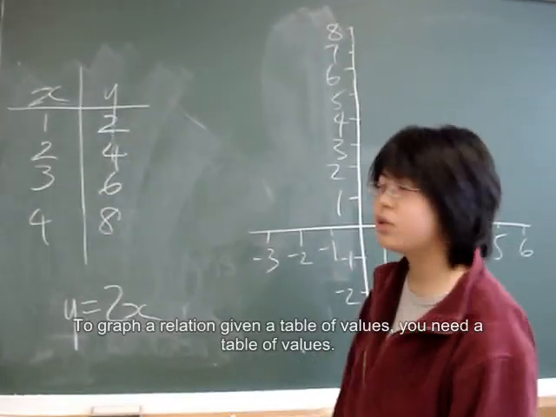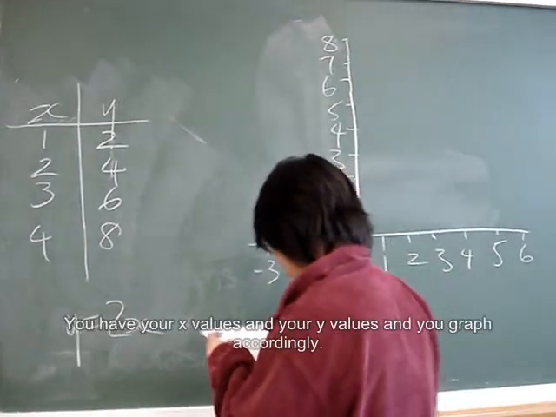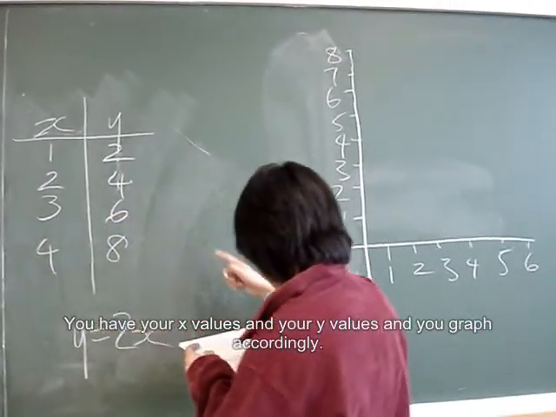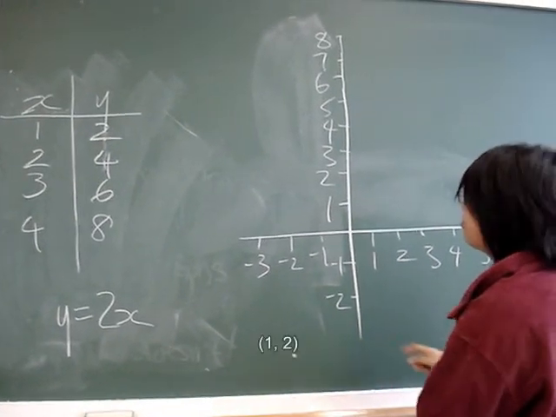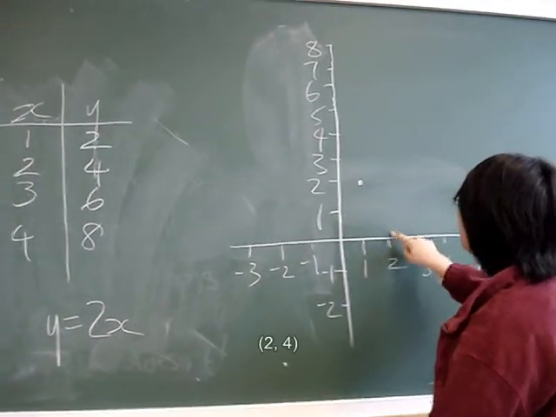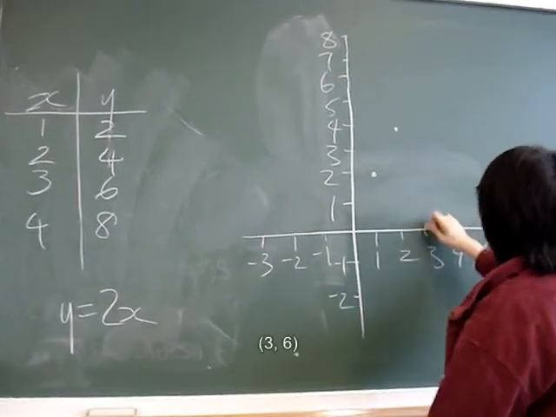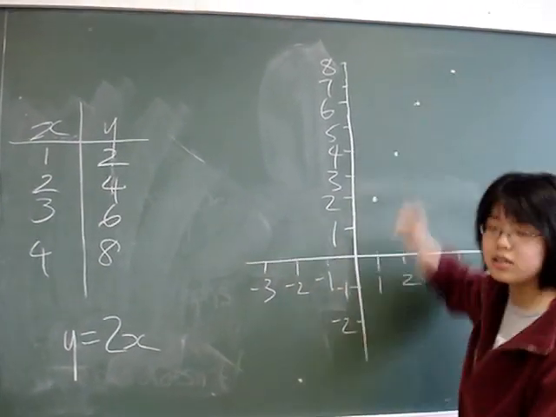To graph a relation given a table of values, you need a table of values. You have your x values and your y values and you graph accordingly. For example: (1, 2), (2, 4), (3, 6), (4, 8).